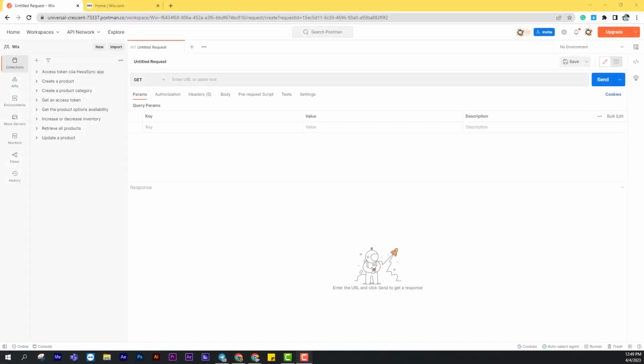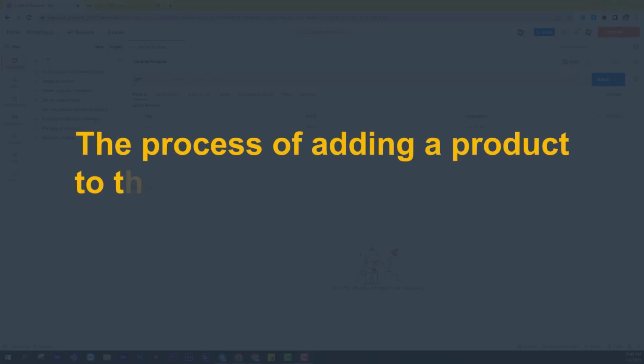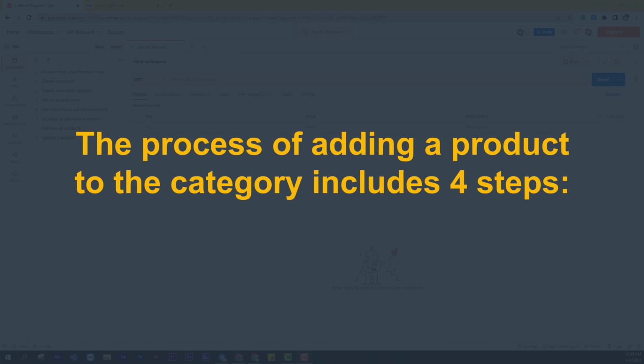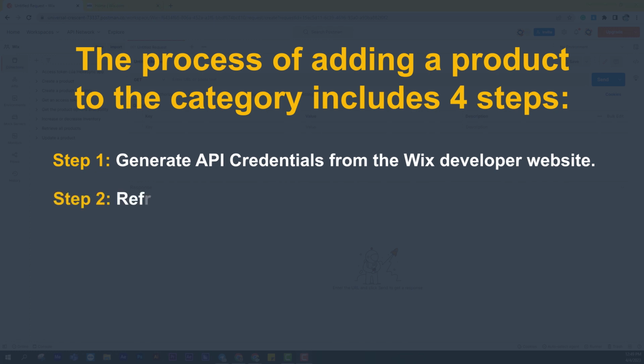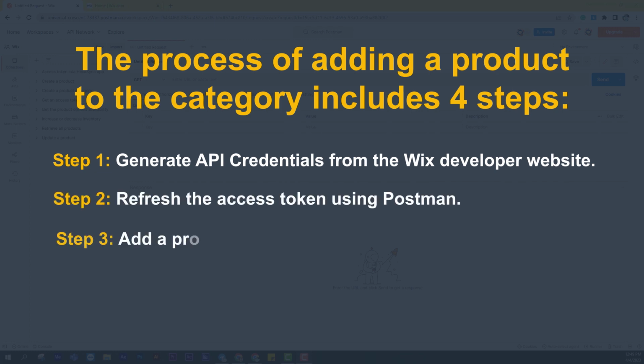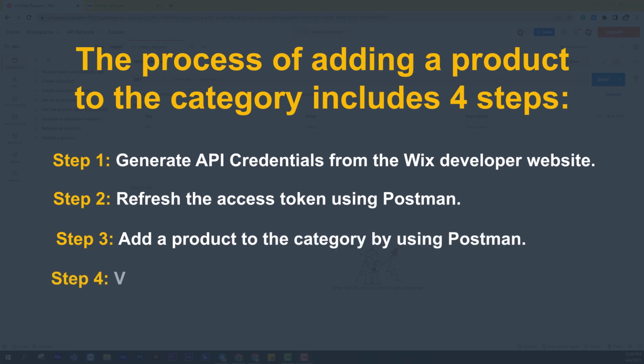In Wix API, you can add a product to the category by using Postman. This is why Hexa will show you how to do it efficiently and quickly today. The process of adding a product to the category includes 4 steps. Step 1. Generate API credentials from the Wix developer website. Step 2. Refresh the access token using Postman. Step 3. Add a product to the category by using Postman. Step 4. Verify the result.